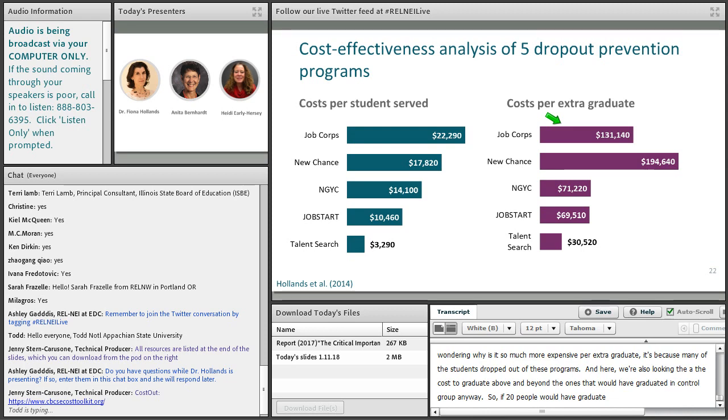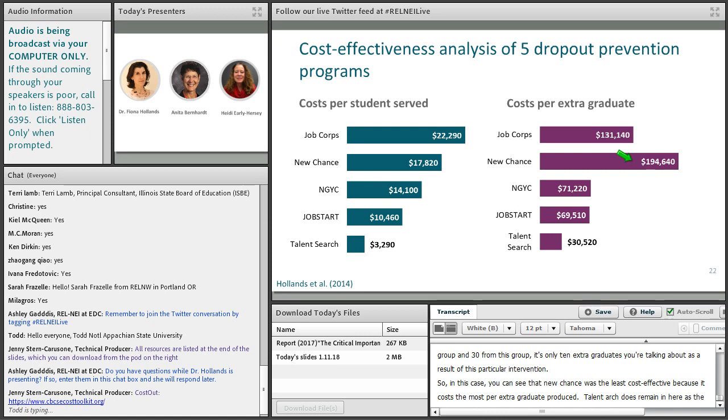So if 20 people would have graduated in the control group who weren't participating in this program, and 30 graduated from this group, it's only 10 extra graduates that you're talking about as a result of this particular intervention. So in this case, you can see that New Chance was the least cost effective because it costs the most per extra graduate produced. And Talent Search does remain the most cost effective.